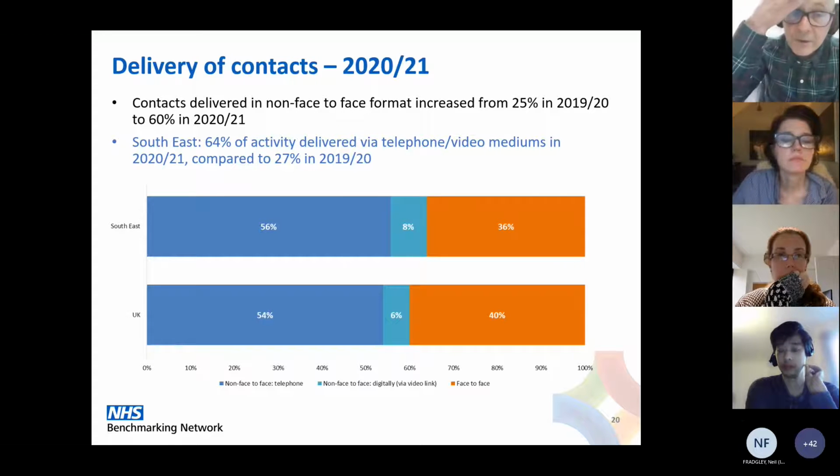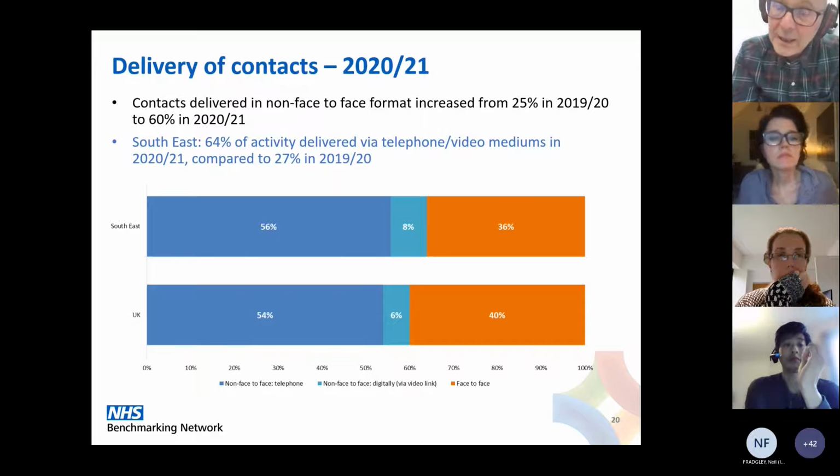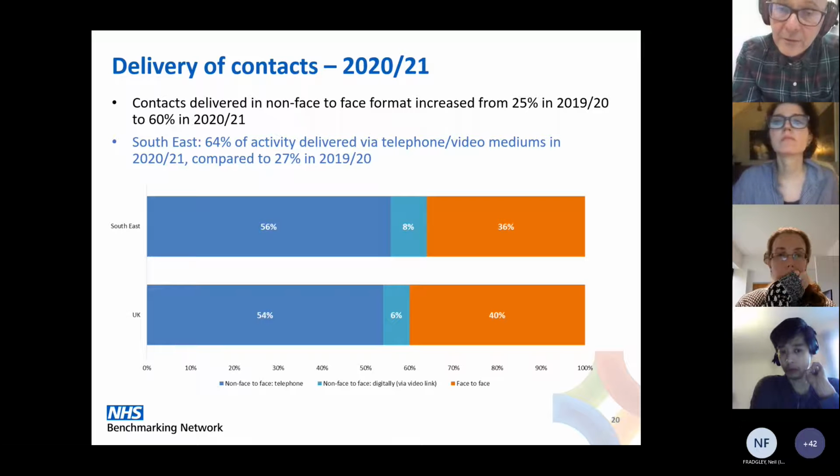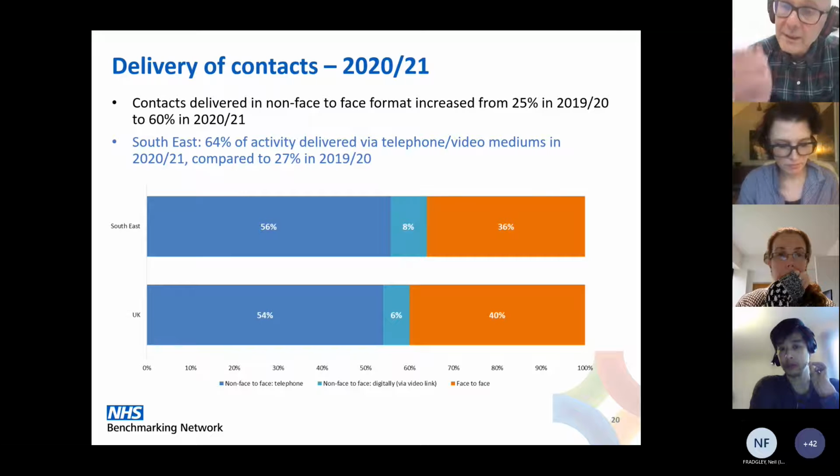This is adult CMHTs we're talking about now. The South East was not too far away from that, but actually the South East delivered fewer face-to-face contacts. Just 36% of all contacts were face-to-face in the COVID year. 8% were digital and 56% were via the phone.